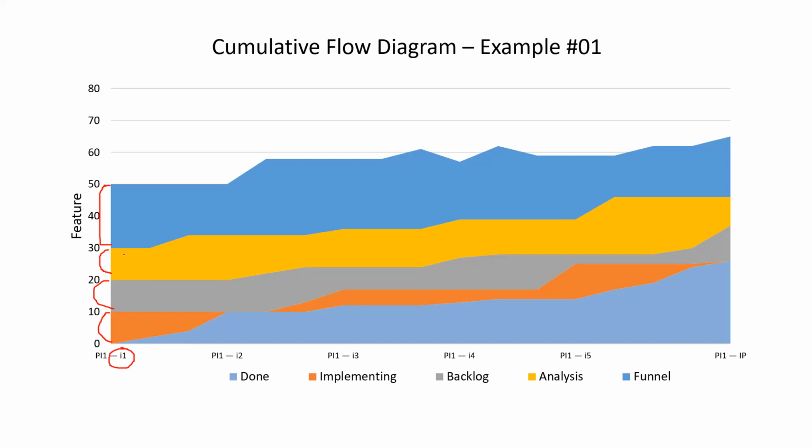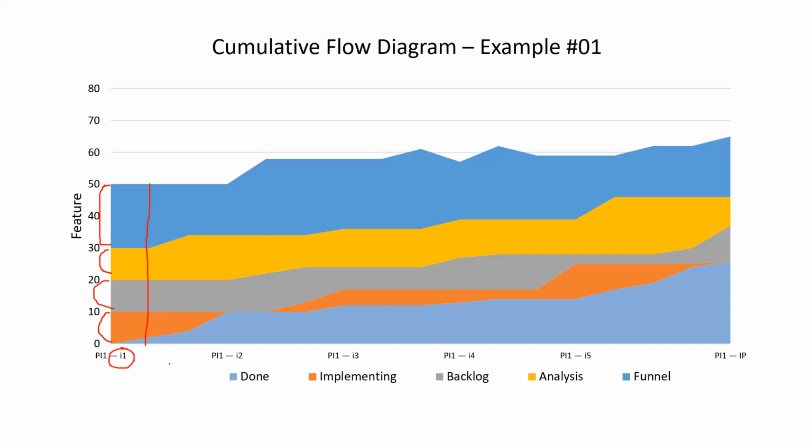Now, let's move further. Just a second, Satish. Sure, Praveen. So once we start with this kind of project, you meant to say all the features will be in the funnel stage, starting with zero itself, and then it will reflect in the analysis, backlog, and implementing, and subsequently in the done phase. So starting with the zero funnel, correct?